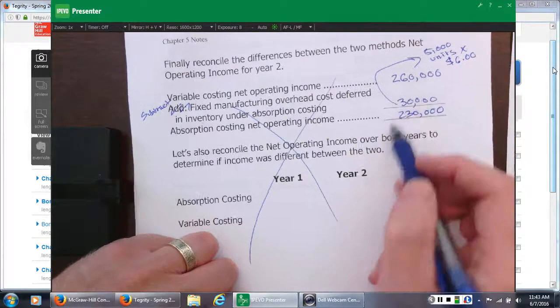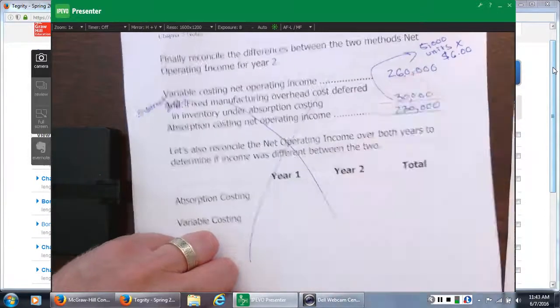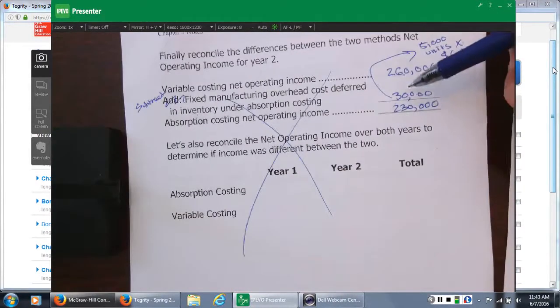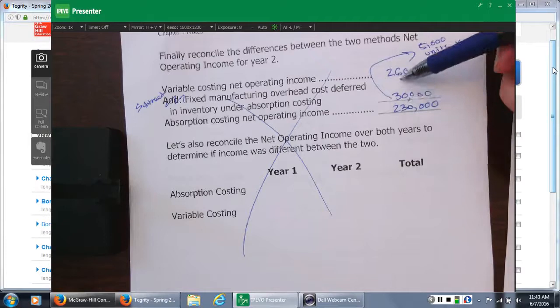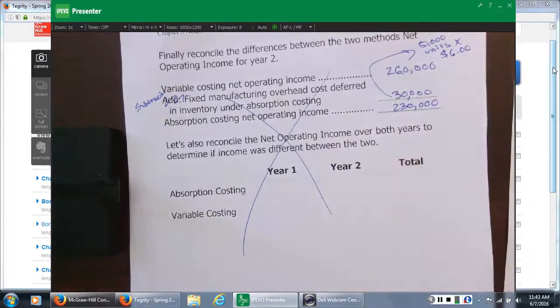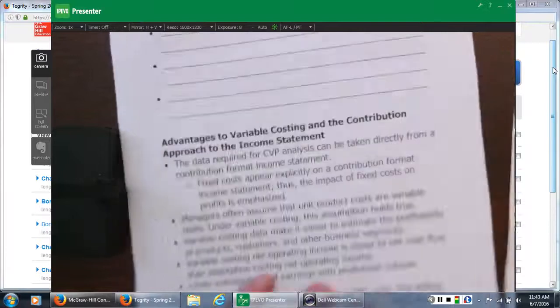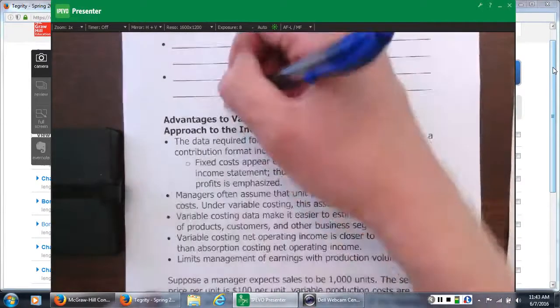So again, I wanted to show you this, at least this part, because it shows you how to reconcile the two. Okay, and basically the difference again is always the amount of fixed overhead that's attached to the units in ending or beginning inventory. That will always be the difference between the two methods. Okay? Sorry, so let me now catch up here to page 12. We don't need to look at that.